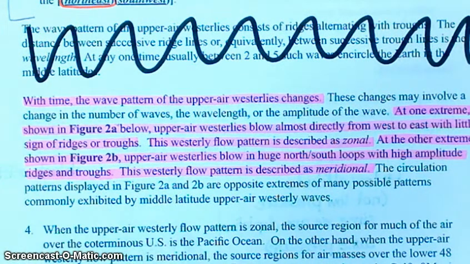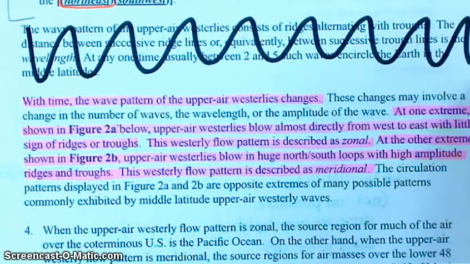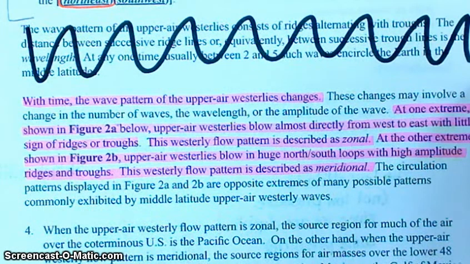It says, with time, the wave patterns of the upper air westerlies change. We mentioned that in the last screencast. These changes may involve a change in the number of waves, the wavelength, or the amplitude of the waves. I'm not concerned with you knowing all of that. Just know that the patterns of those upper air westerlies are going to change with time.